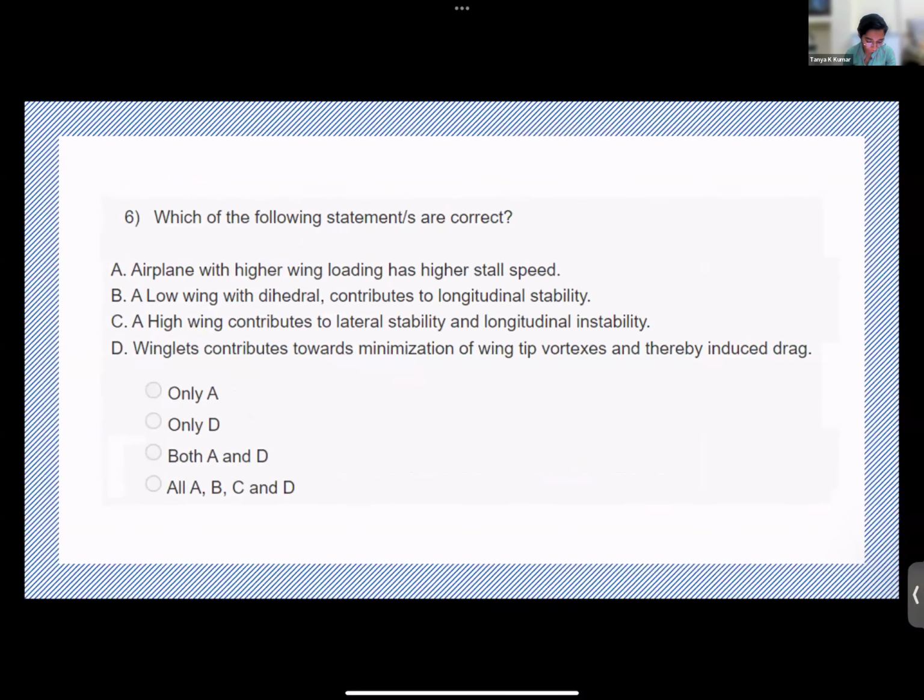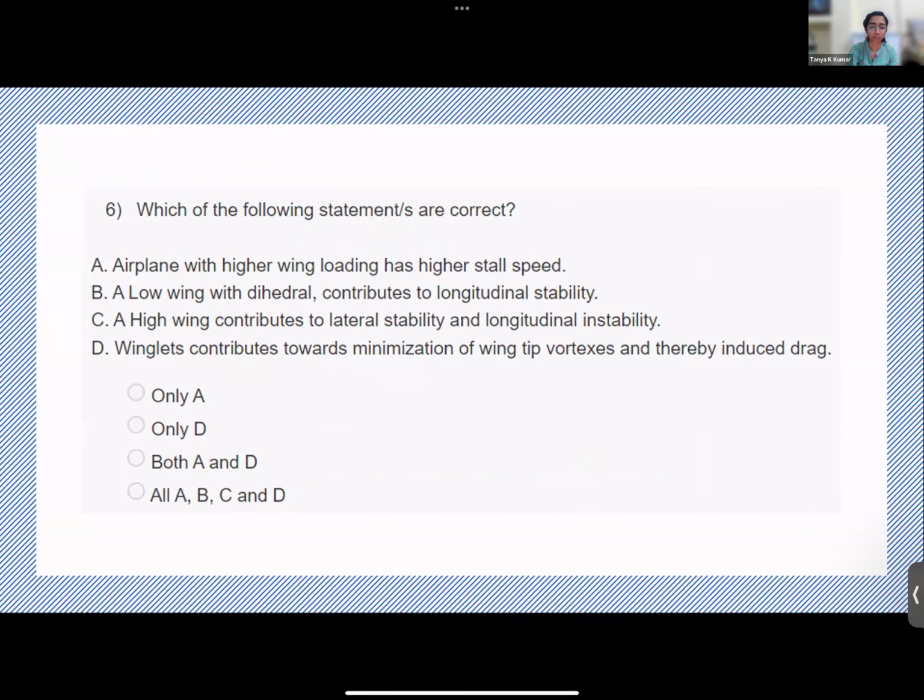Okay. Which of the following statements are true? Read the statements carefully. Take a minute or two to read it and tell me the answer.